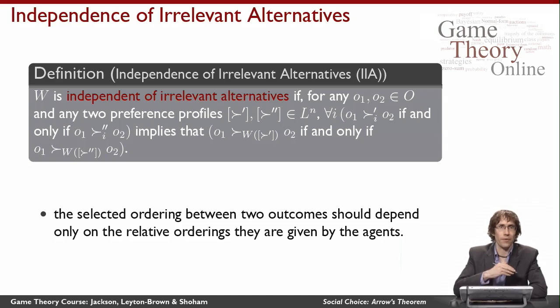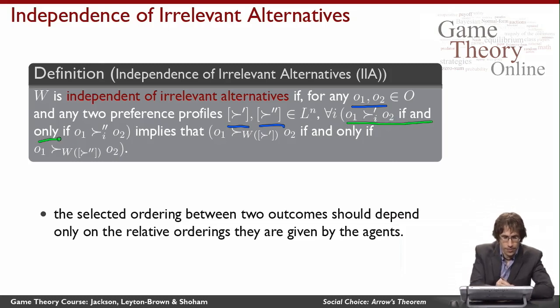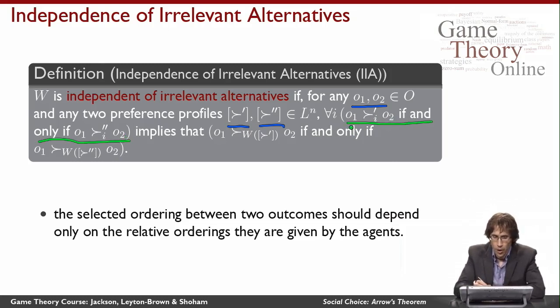We'll say that a social welfare function W is independent of irrelevant alternatives if for any pair of outcomes O1 and O2 and any pair of preference profiles, I'll call them pref prime and pref double prime, the following condition is true. So let's look at what this condition here says. This says O1 is preferred by agent I in pref prime to O2 if and only if O1 is preferred by agent I in pref double prime to O2.